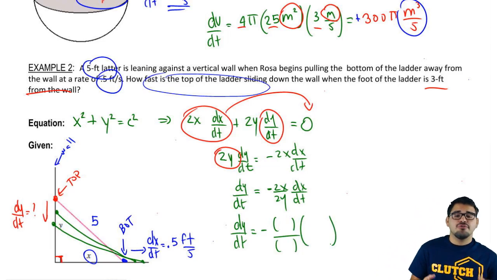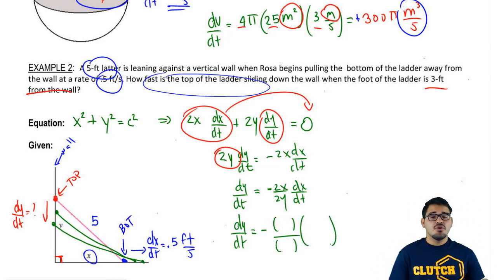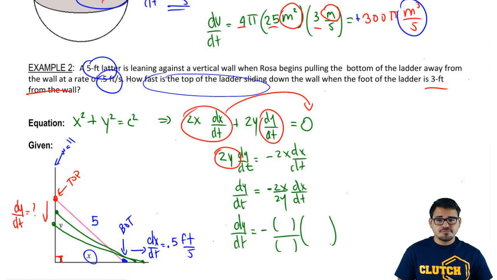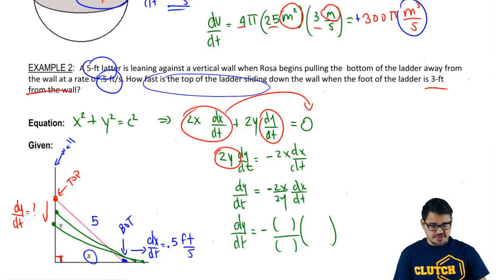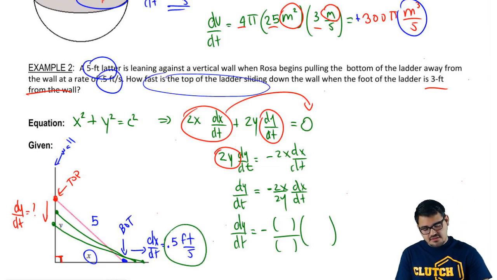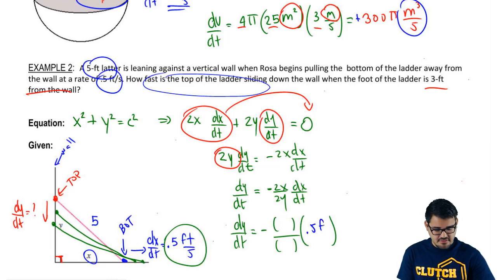So now that we have solved for dy dt, we have solved for the unknown rate that we want, we're going to go ahead and plug in everything that we know. And the first thing we should start off with, which is really obvious to us, is going to be this number right here, which is going to be our dx dt, which is 0.5 feet per second, right? Just do it over s.